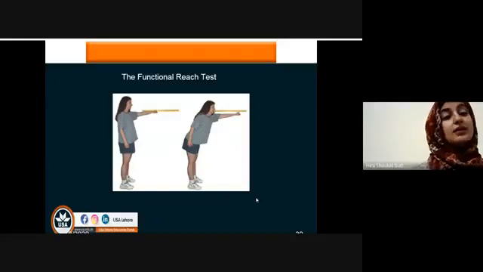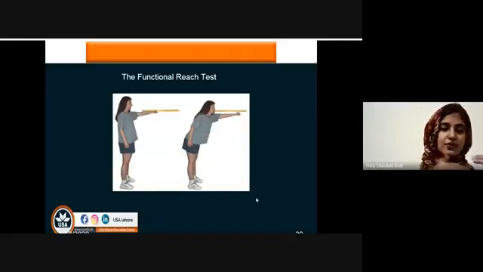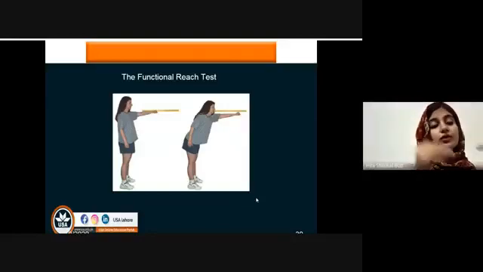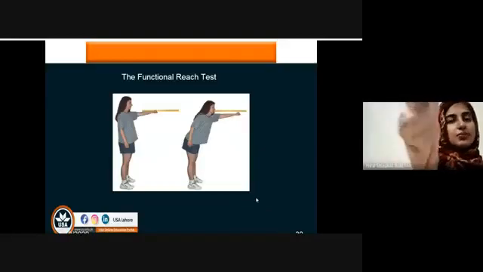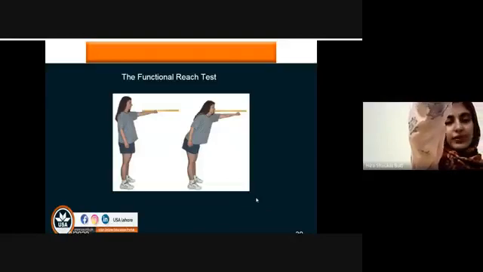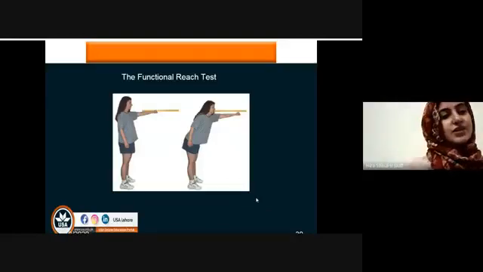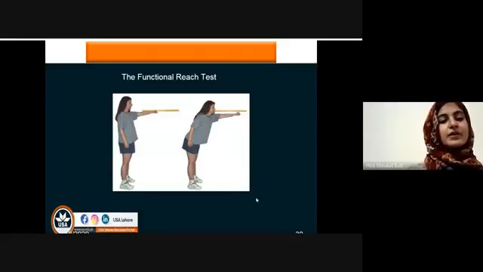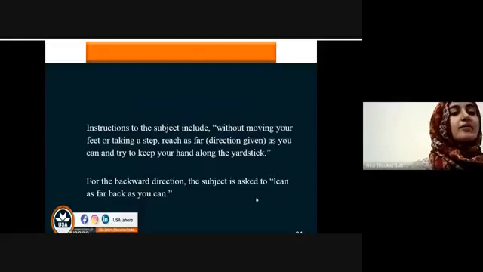The first test is the functional reach test. The patient will be standing in a fixed position, and you will ask him or her to touch that point without moving the leg, without moving the feet. From that point, you have to touch that position. So you have to just lean forward and touch that point. All right. So in a functional reach test, he or she has to lean forward, and he or she cannot move the feet from that point. This is the functional reach test.